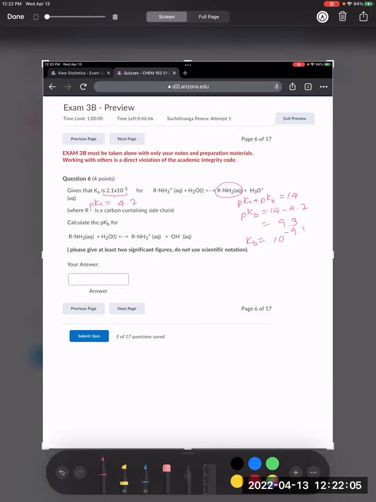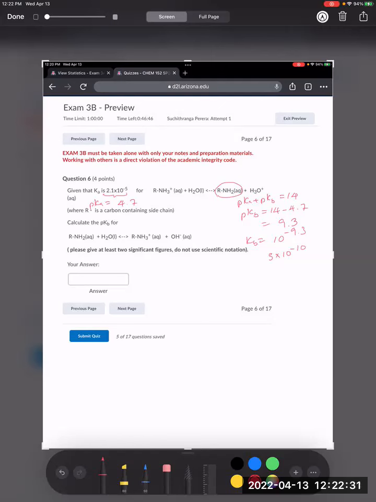Now for the Kb, it must be 10 to the power of minus 9.3. Let's do that as well. 10 to the power of minus 9.3 is 5 times 10 to the power of minus 10. So we can go with that as our answer.